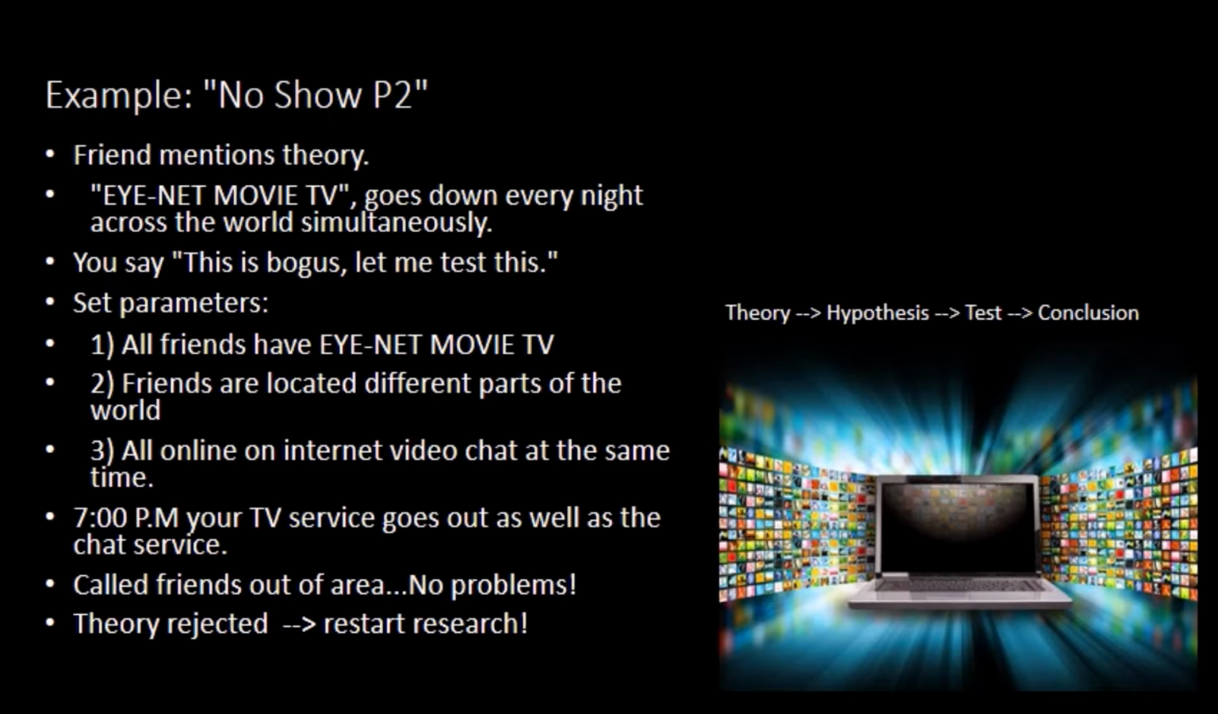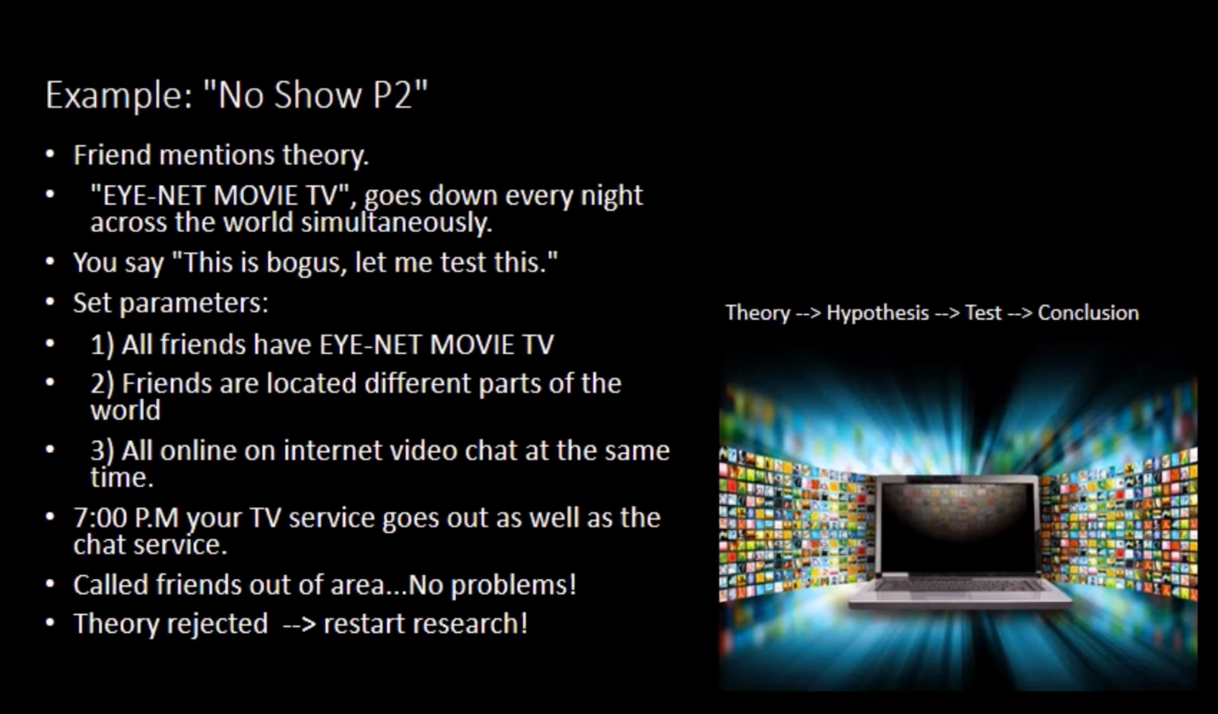First, your friends, who live in different countries, also love to watch iNet Movie TV, and you start an internet video chat with all of your friends at the same time, so it has to be simultaneous. So you're all watching the same service through 7 p.m. your time, and you're also streaming an internet video chat, so you can make sure this is happening simultaneously, right?